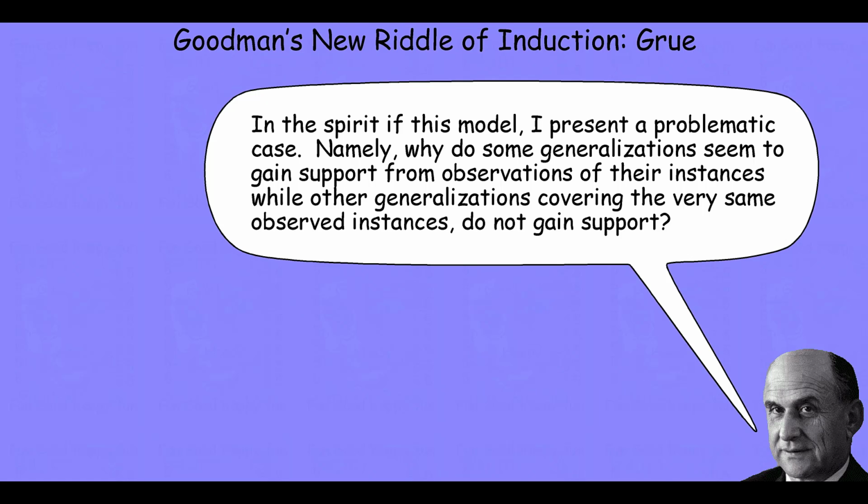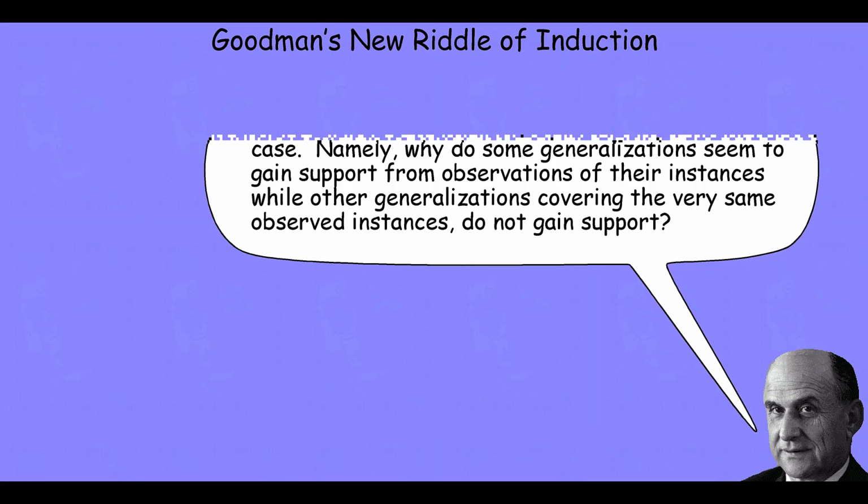Now, in the spirit of this model, Goodman presents us with a problematic case, or really a class of cases, that seems to generate an intuition that runs contrary to the predictions of enumerative induction. Namely, why do some generalizations seem to gain support from observations of their instances, while other generalizations, covering the very same observed instances, do not gain support?